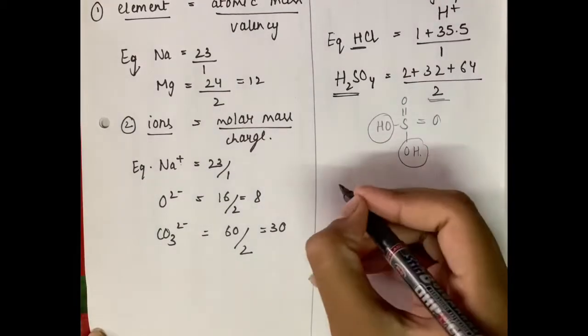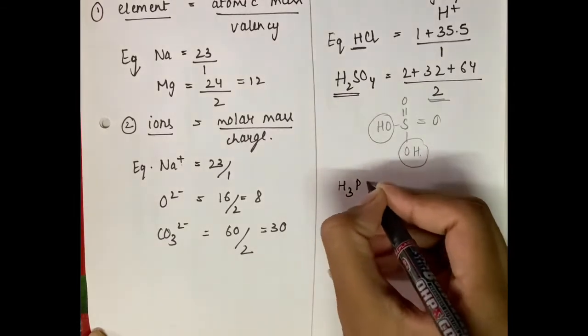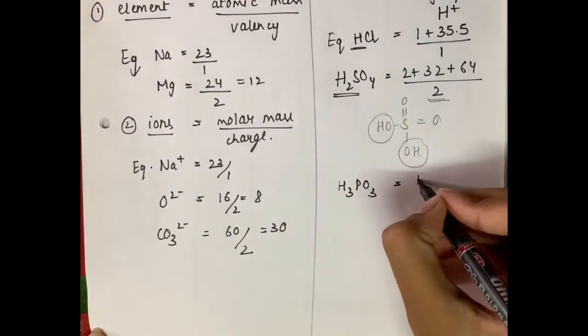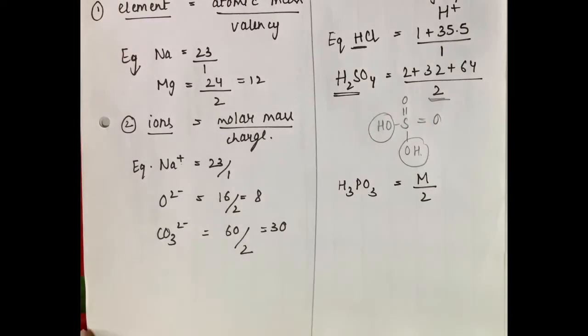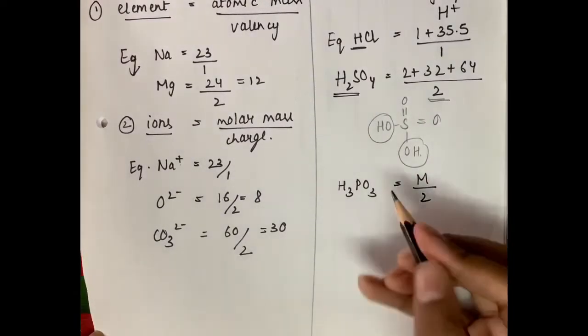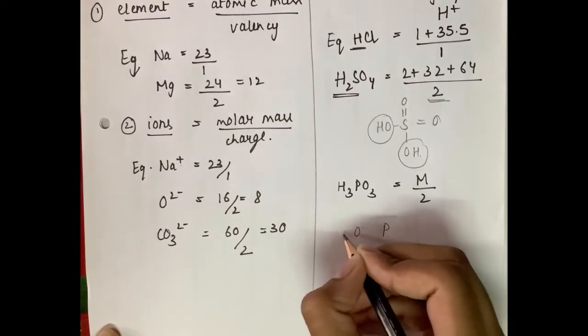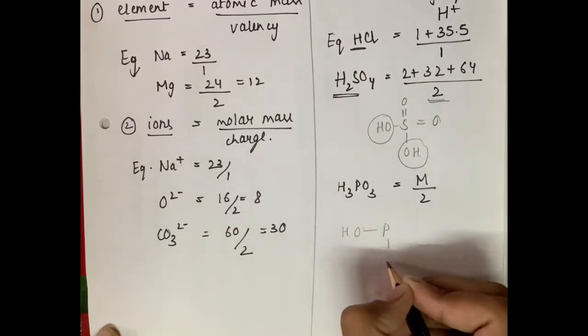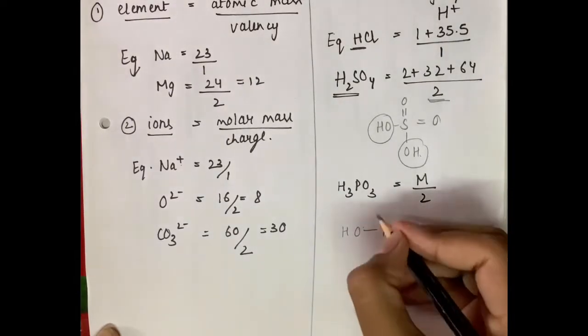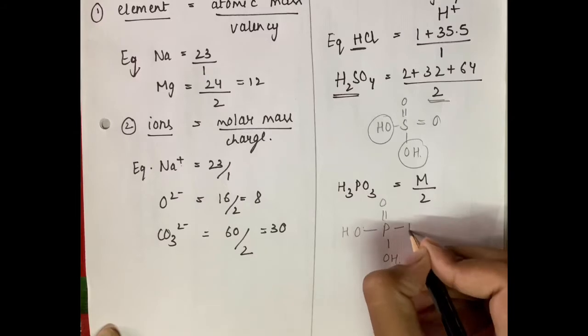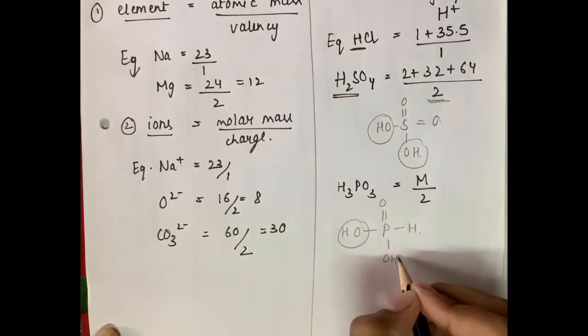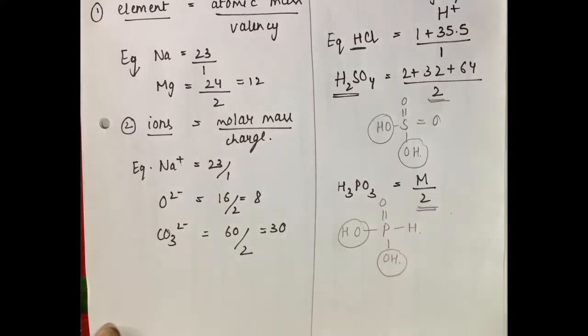So now tell me, what is the number of replaceable H+ in case of H3PO3? If your answer is 3, you are wrong. The answer is 2. All you have to do is simply draw the Lewis structure. In case of H3PO3, you may notice that 2 out of 3 hydrogens are attached to oxygen, whereas 1 hydrogen is attached directly to the phosphorus. Since the 2 hydrogens aren't attached directly to the central atom, they can be easily replaced.